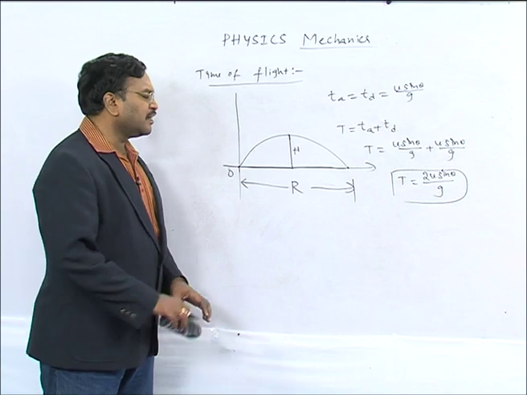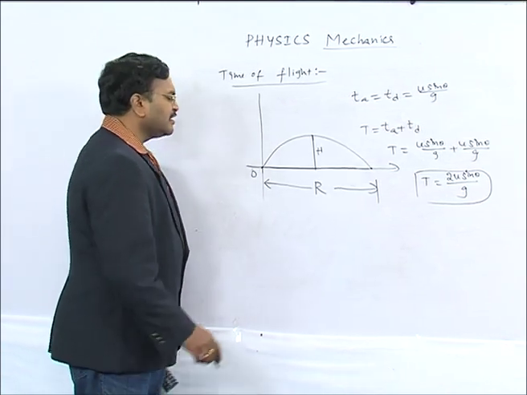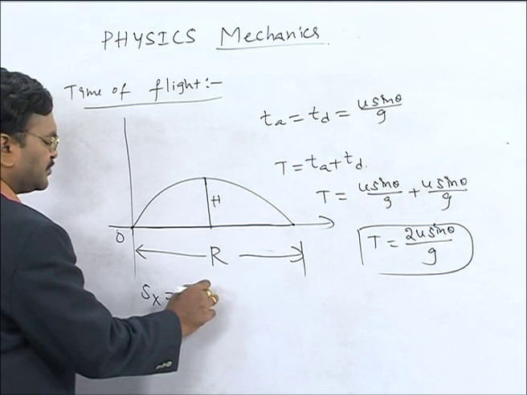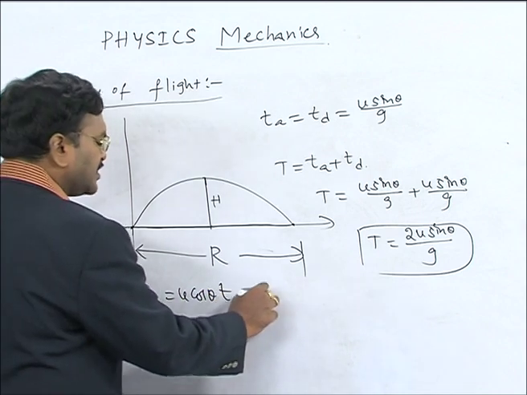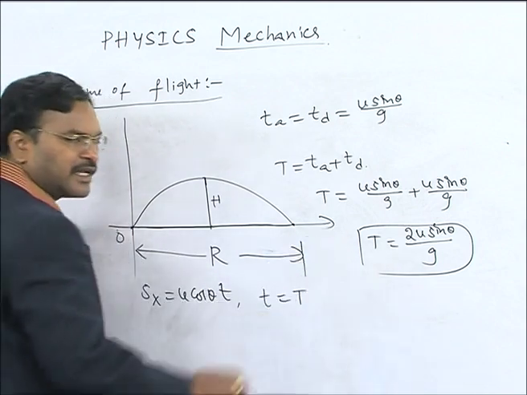Now, horizontal displacement. Already we know that horizontal displacement Sx is equal to how much? U cos theta into t. Now, if t is equal to capital T, how much? 2u sin theta by g.